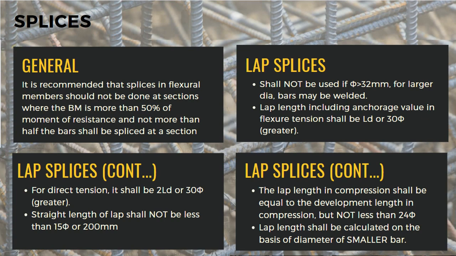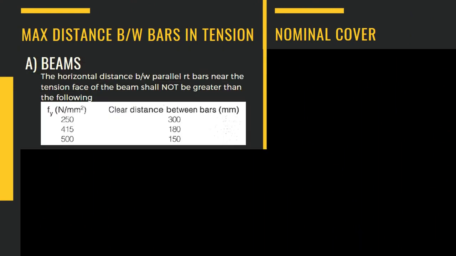Now let's move on to the distance between bars. Maximum distance between bars in tension, and then we shall move on to the nominal cover. First, for beams, the horizontal distance between parallel reinforcement bars near the tension face of the beam shall not be greater than the following. In case of Fe 250 mild steel, the clear distance between bars will be maximum 300 mm. In case of Fe 415, clear distance between bars maximum 180 mm. It should not be greater than this value. In case of Fe 500, it is 150 mm.